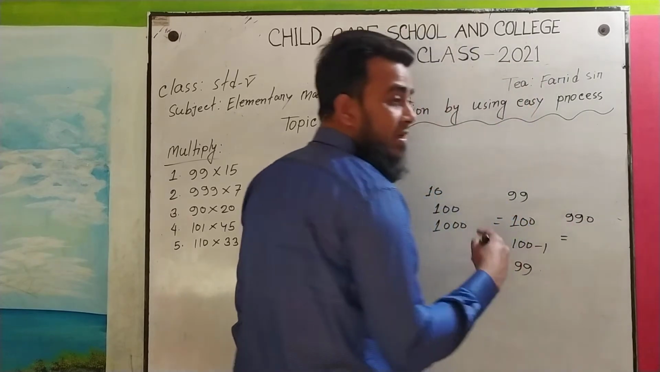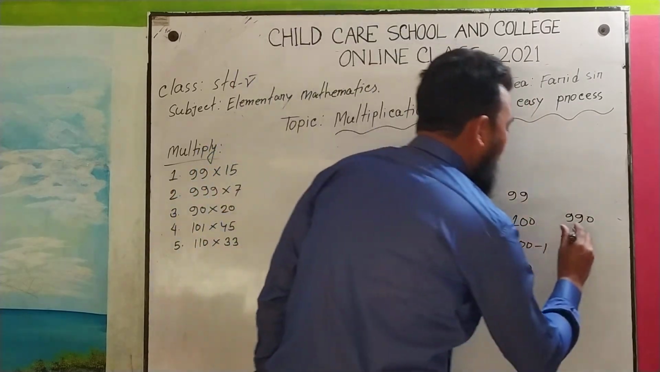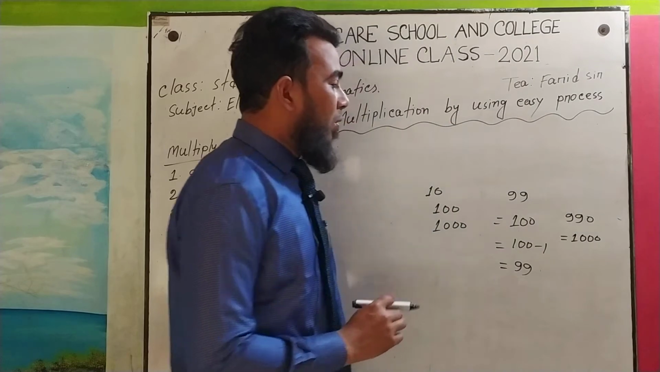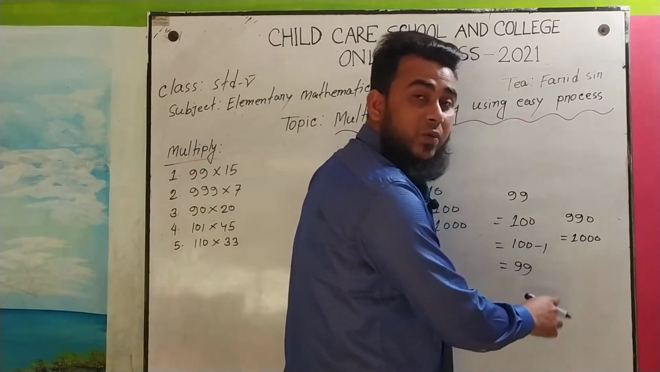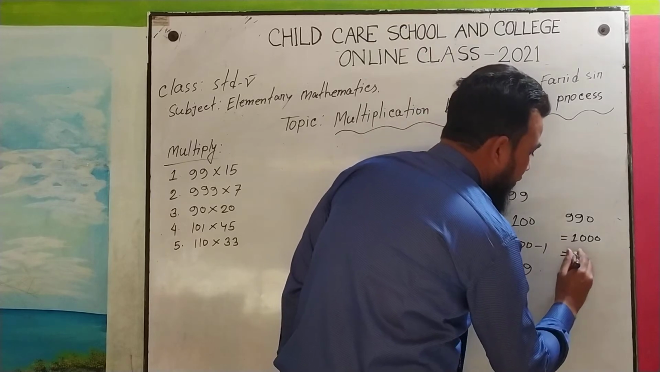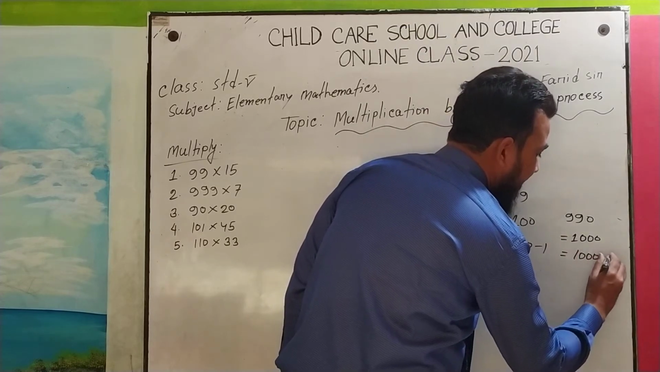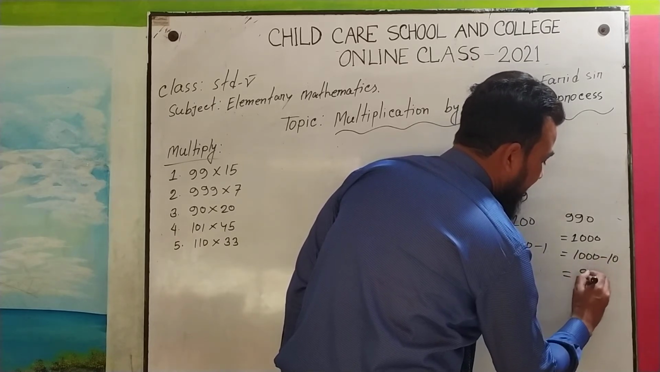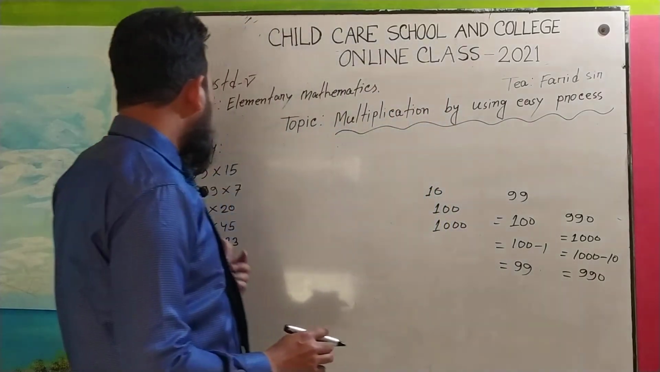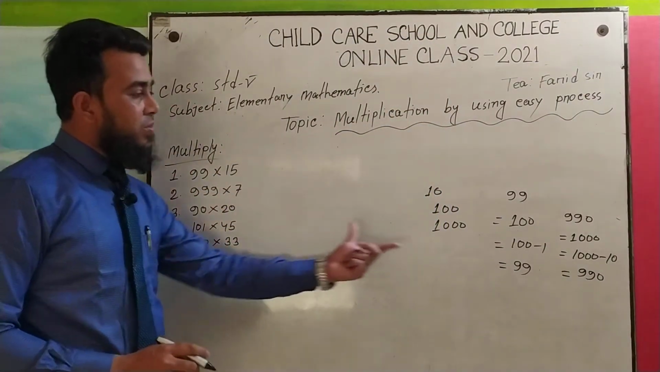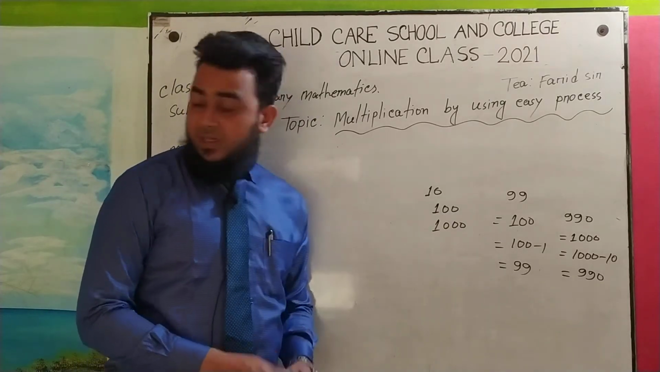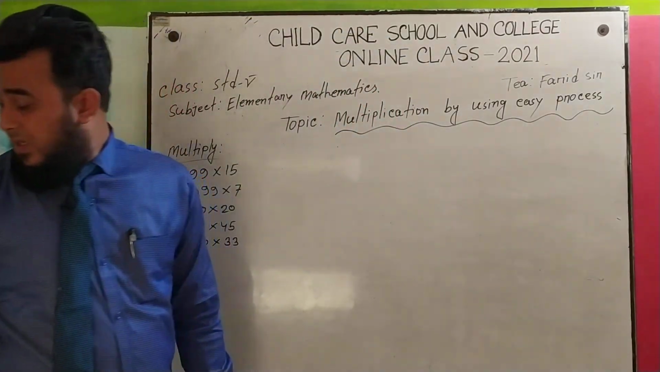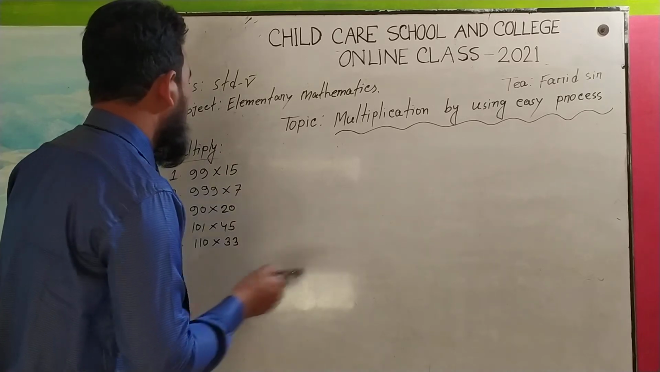If we want 99 from 100, we can write 100 minus 1, and easily we get 99. Another example: 990, and its next round figure is 1000. From 1000 how can we get 990? It will be 1000 minus 10, then we easily get 990. So when we go to this, we have to use this system. Okay, now let's start. And this is very easy.